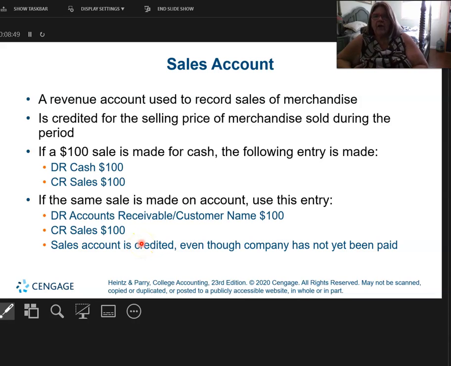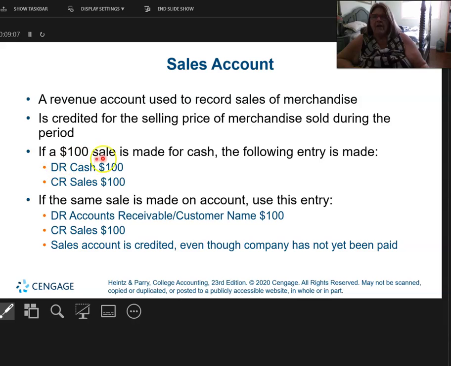It's a revenue account. Instead of having a fees earned or some sort of fee account when I generate money, it's going to be called sales. I will always credit it for the selling price. For what I sell the product for, I will credit the merchandise for my sales account.